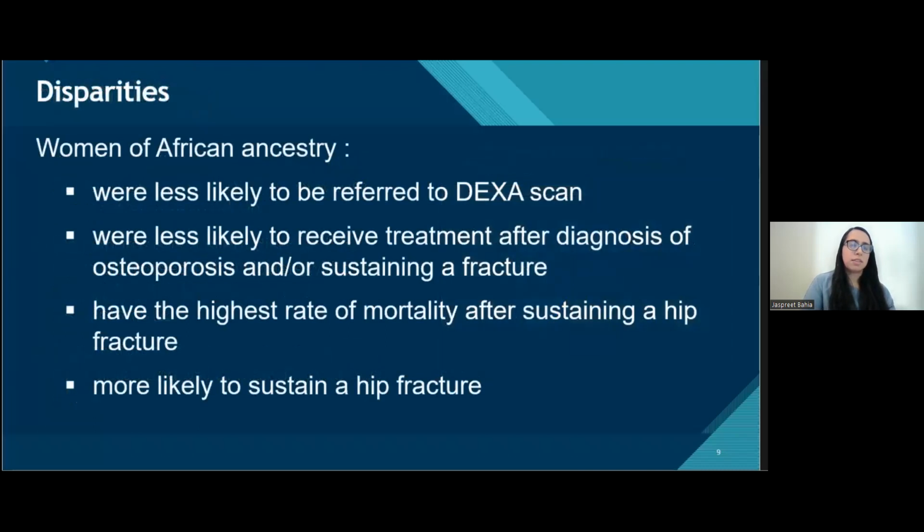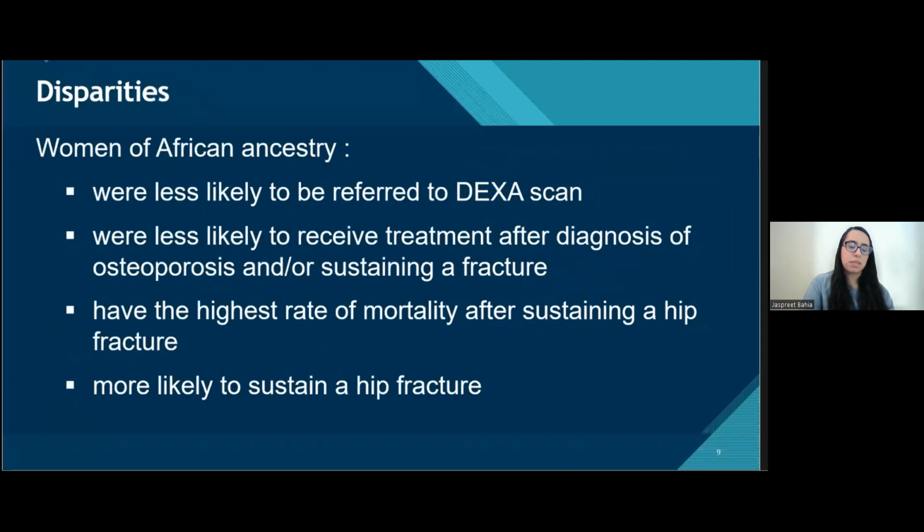A couple notes on disparity. After adjusting for insurance status, women of African ancestry were less likely to be referred for a DEXA scan. Also, after adjusting for insurance status, women of African ancestry were less likely to receive treatment after a diagnosis of osteoporosis or sustaining a fracture. Women of African ancestry also have the highest rate of mortality after sustaining a hip fracture.